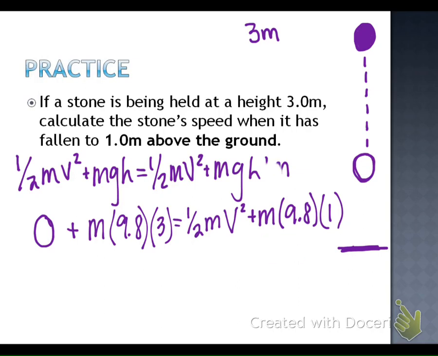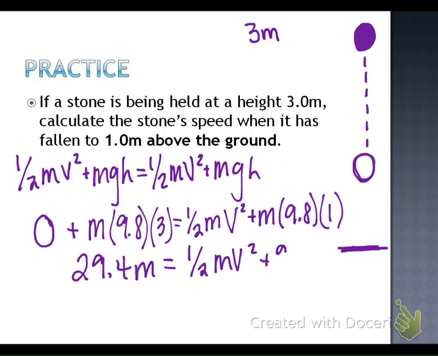Okay, I'm going to get rid of these labels here. This seems difficult to do on your own. It's really not. We'll work through them. Okay, 9.8 times 3 gives us about 29 something. 29.4. And we're just going to leave the m there, and I'm going to show you what happens here in just a second with that. Okay, 29.4 m is equal to 1/2 mv squared plus 9.8 m. Okay, what terms can I combine here?